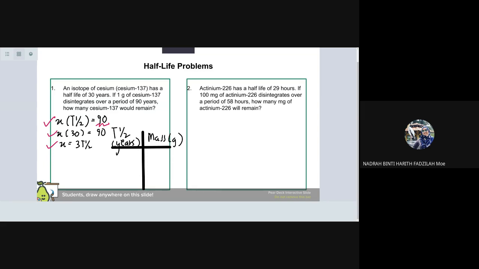So half-life 1, okay, dia start dengan berapa tadi? Dia start dengan 1 gram kan. So half-life 1 dia dah reduce jadi 0.5. Half-life 2 dah jadi 0.25. So half-life 3 dah jadi tinggal berapa?